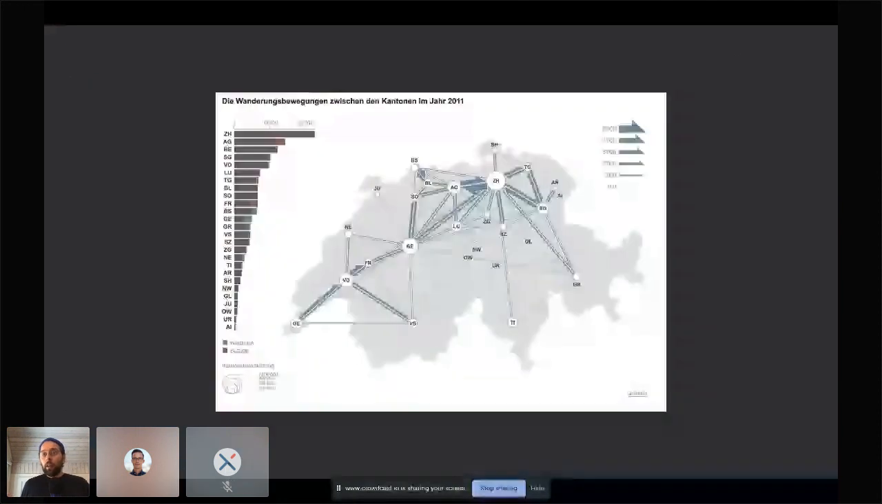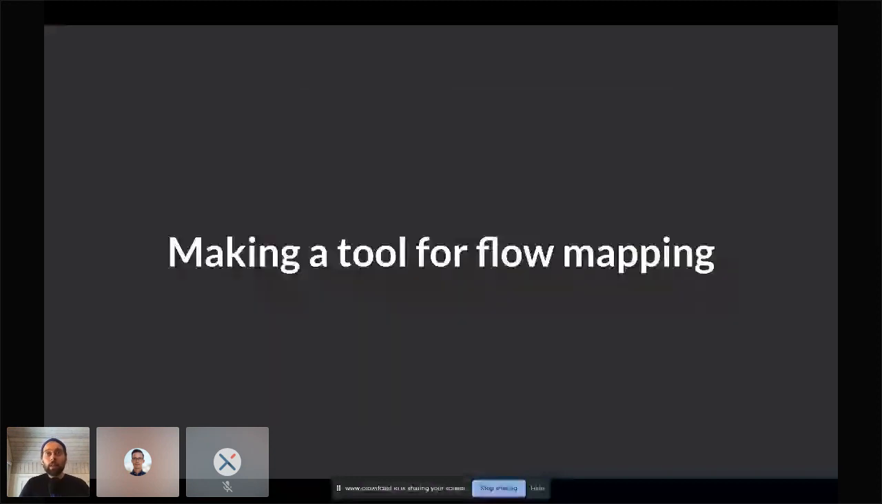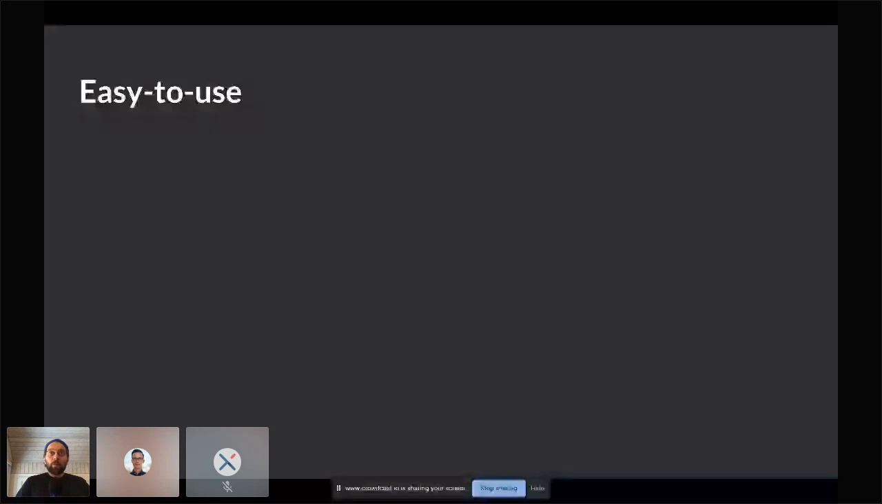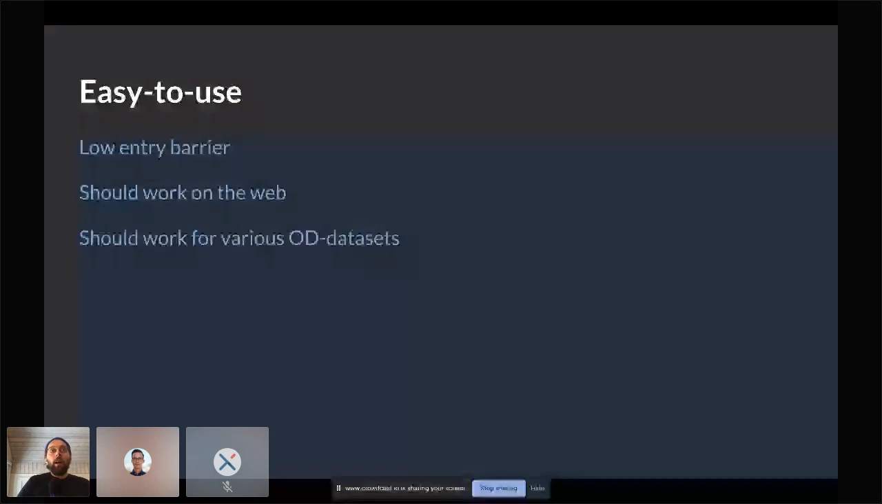So I thought that we can do something about the normal flow maps so that they are more usable, and try to solve the problems which they have, but still making a representation which is easy to understand for most people. So I've been on the quest of developing a flow mapping tool, and I wanted to make it easy to use so that the entry barrier is low. It should work on the web so that it's easy for people to share. It should work for various datasets, and it should be pragmatic. It should focus on one thing, do it well, and that'll also save me the development effort.